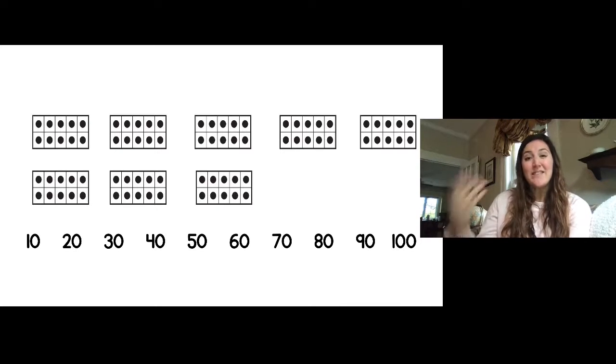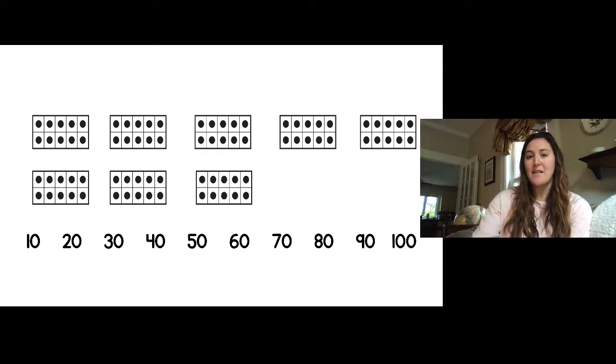Okay, so I see lots of 10 frames here. So each 10 frame has 10 counters in it. They're all full 10 frames. So instead of counting the counters by ones to figure out how many counters there are, I'm going to count by tens to figure out how many there are all together. How many counters are there? Watch me count by 10. I'll circle them as I count by 10.